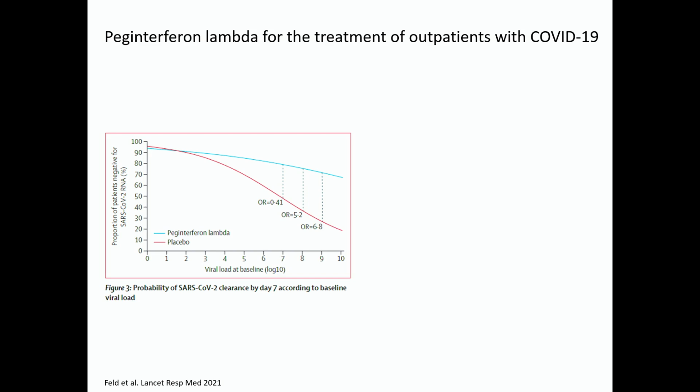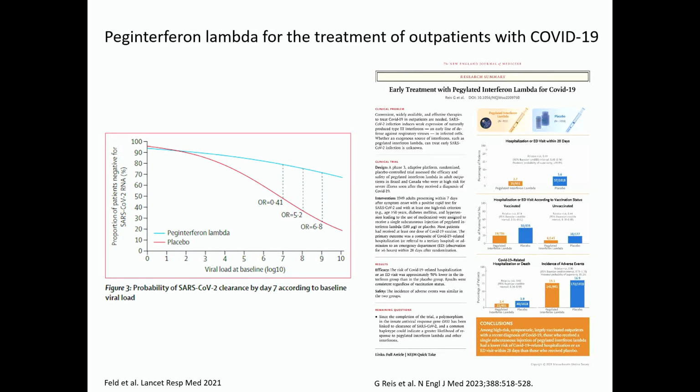outpatients with COVID-19. This first study that was published in the Lancet Respiratory Medicine, in the blue line, you can see with higher levels of viral load to the right, the proportion of patients that became negative for SARS-CoV-2 RNA was higher in those who were receiving PEG interferon lambda.